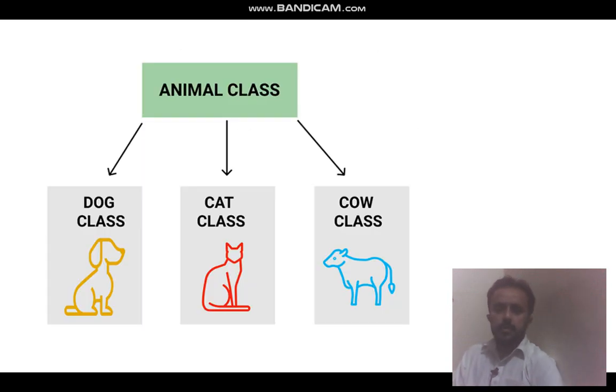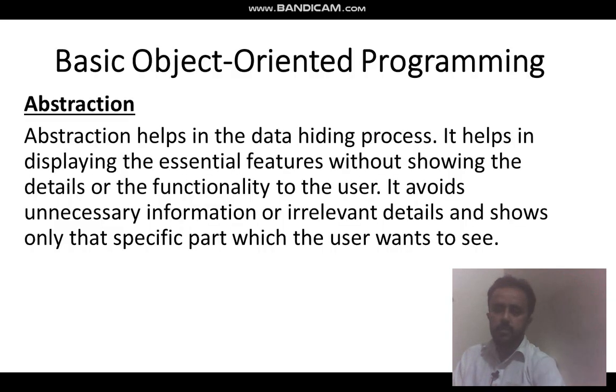Here I am explaining using a diagram. For example, we have an animal class, an animal blueprint. There can be animals like a dog, a cat, a cow. All of these can be inherited, or we can say a cat is an animal, a dog is an animal, and a cow is also an animal. So if we create a class animal, objects can be created from it for different purposes.